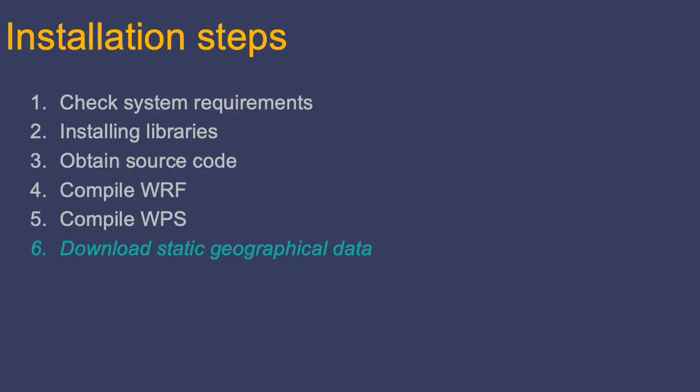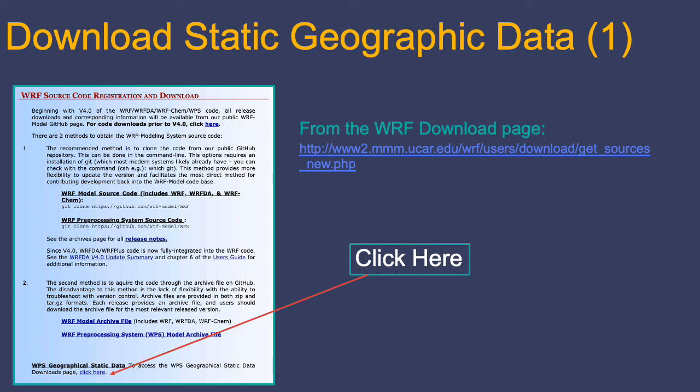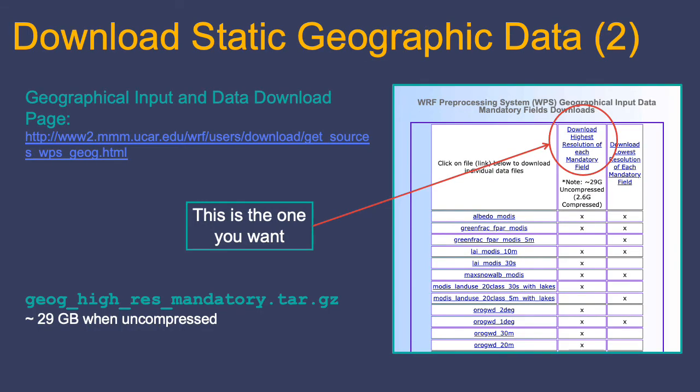Once everything is compiled, if you're running a real data case, you'll need to have the static geographic data to use when running the GeoGrid program. These are terrestrial data files such as land use and terrain. If you follow this link, it will take you to the WRF source code registration and download page. Scroll down a bit and you'll see a place to click to get to the static data. That will take you to a page with all the data files.